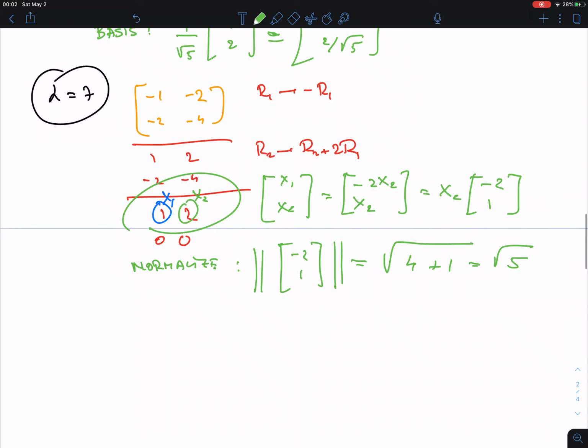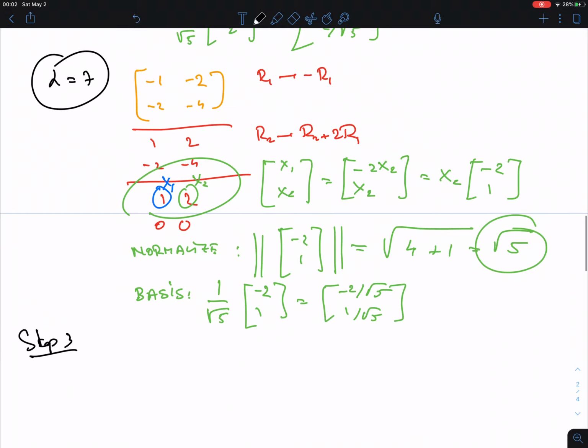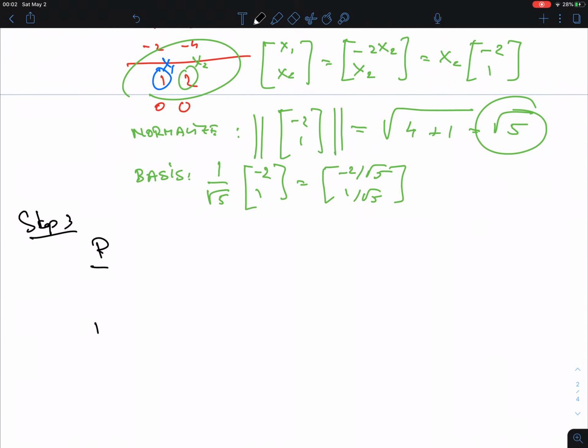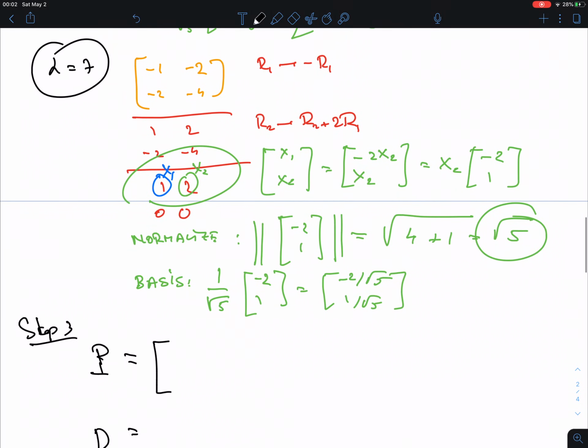Good. And so what is the basis? The basis now is 1 over this number, times the vector that we were working with, this one. So it is (-2/radical 5, 1/radical 5). So, good. Step 3, or final step: what is P? What is D? Well, for P, we put in just the basis vectors that we found. This is the one there, 1 over radical 5, 2 over radical 5.